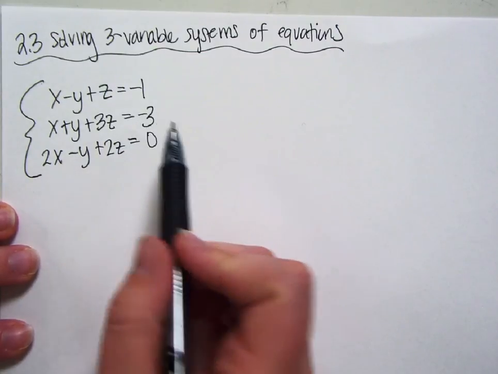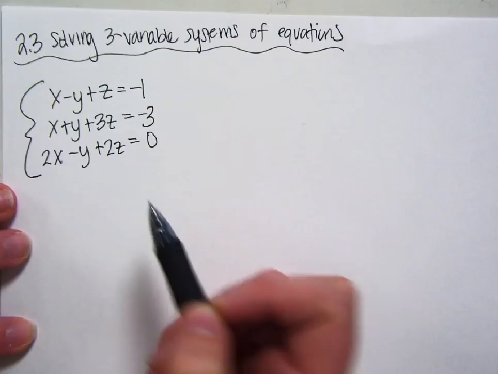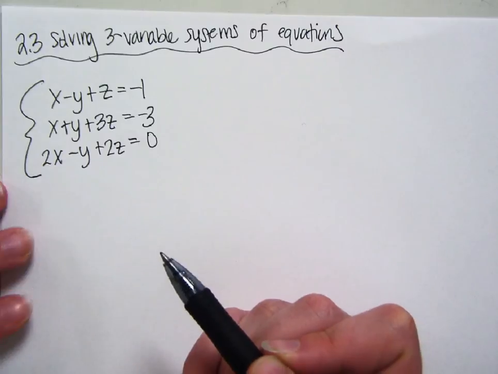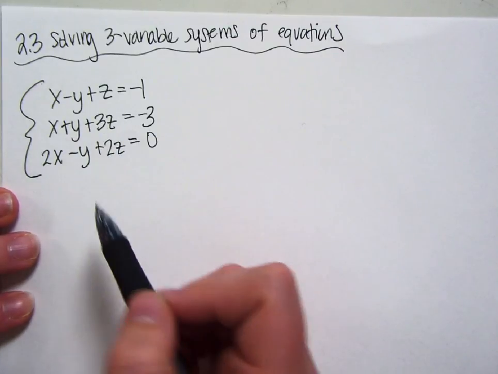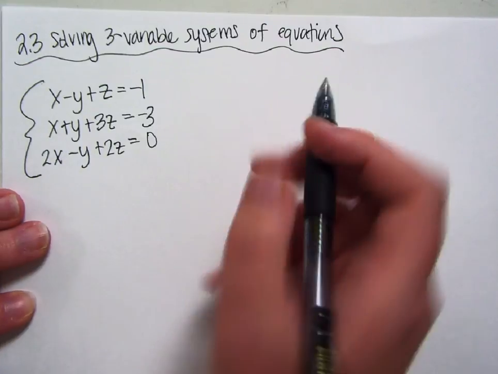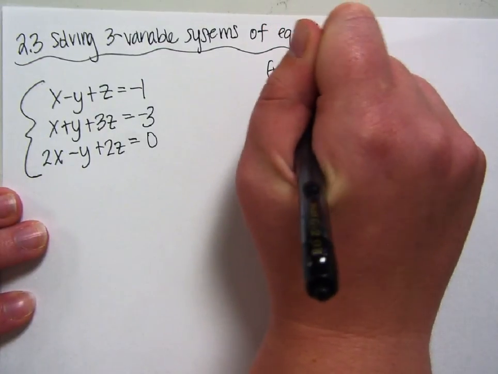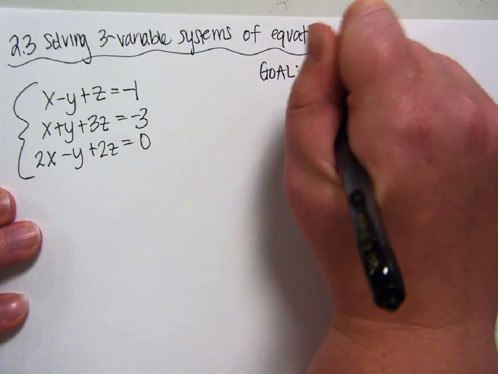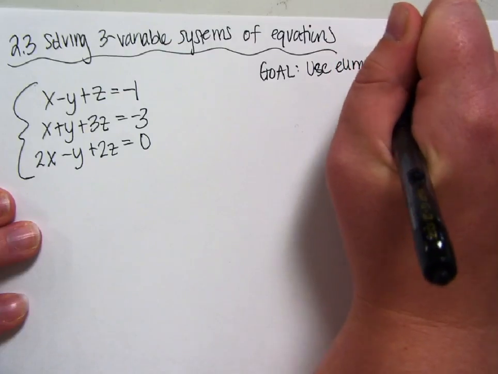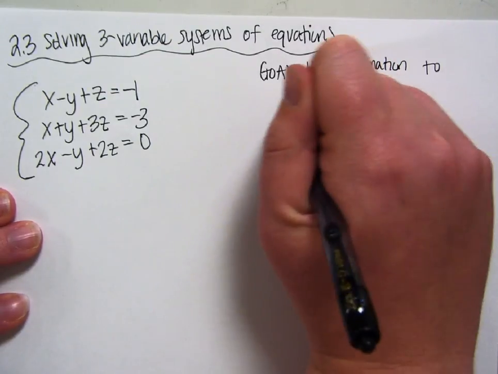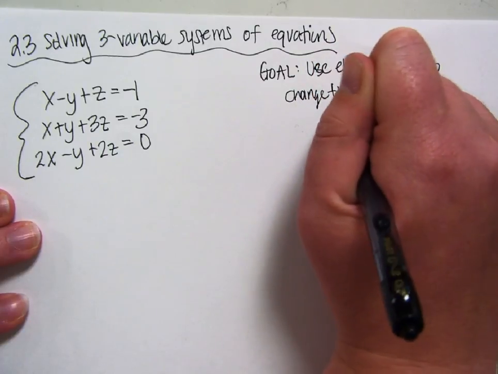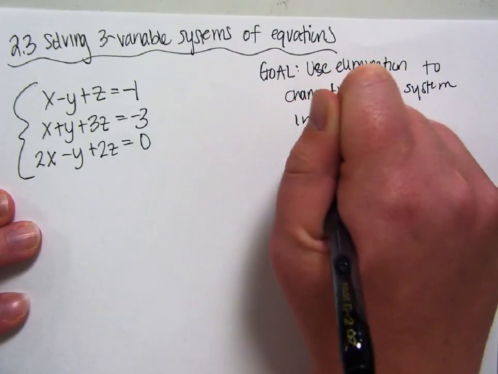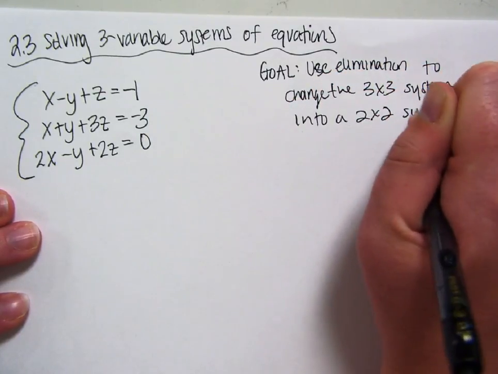Hi, tonight we're going to talk about three variable systems of equations. This is an extension off of the mystery shaped worksheet that we did because these are a little bit tougher to find. So the goal of these problems when you start is to use elimination to change the 3 by 3 system into a 2 by 2 system.